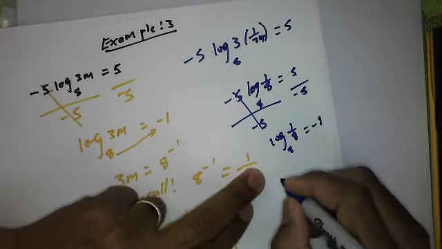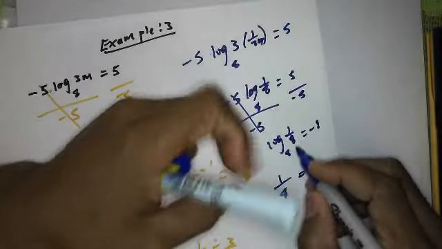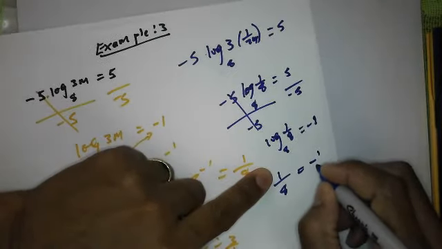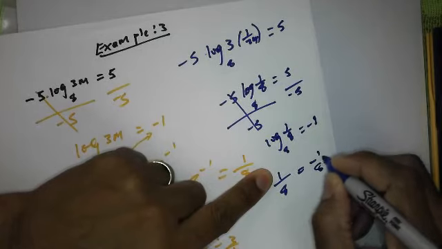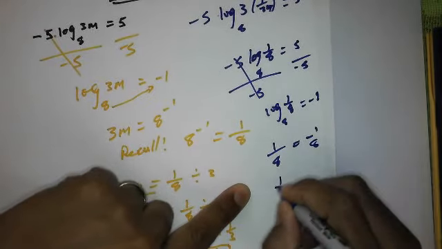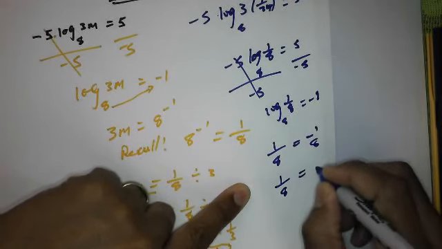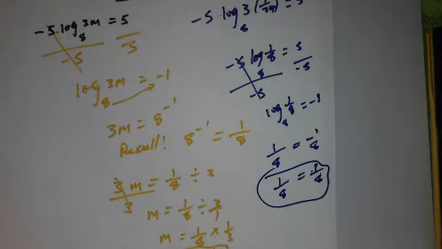And again, this would be 1 over 8 equals 8 raised to the negative 1. And remember that 8 raised to the negative 1 is the same thing as 1 upon 8. So this is just 1 upon 8 equals 1 upon 8. And that's the proof of it. Alright, I hope this should help you with whatever log or exponential questions you have.